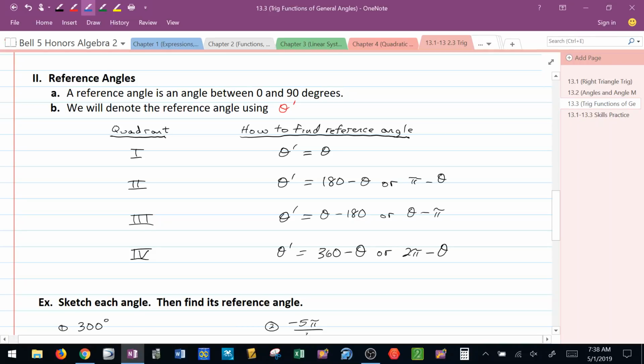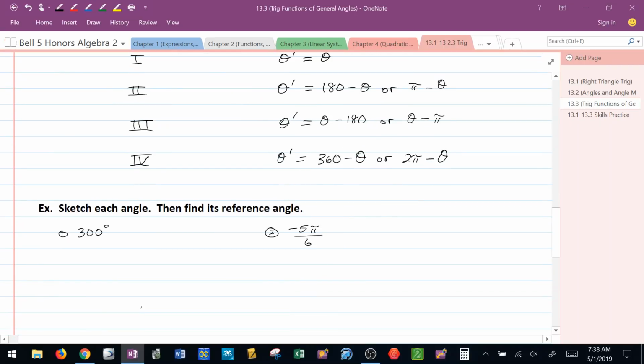Okay. If theta is in the first quadrant, then theta prime is equal to theta. If theta is in the second quadrant, then to find theta prime, the reference angle, we're going to take 180 minus theta. So again, if it's in quadrant 2, we're going to take 180 minus theta to get it somewhere between 0 and 90. Now, if it was in radians, we take pi minus theta to get theta prime. If it's in quadrant 3, theta prime would be theta minus 180 or theta minus pi. And then if it's in quadrant 4, theta prime would be 360 minus theta or 2 pi minus theta.